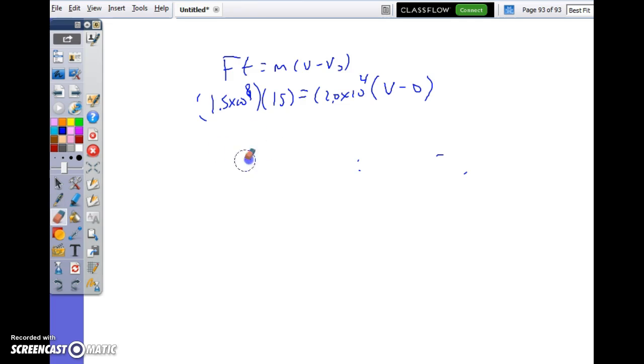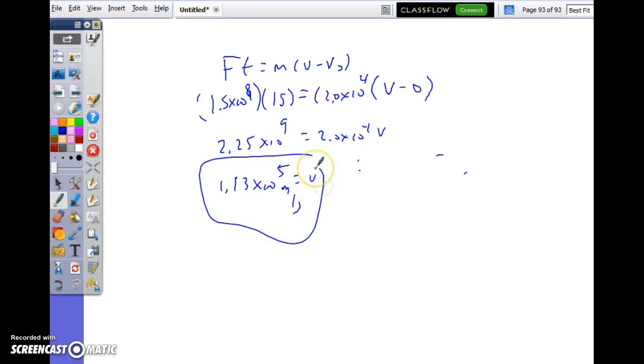It's 1.5 times 10 to the 8 times 15, which is 2.25 times 10 to the 9th. Then I've got 2.0 times 10 to the 4th times v. Divide that across, and I get 1.13 times 10 to the 5th meters per second, right? Good? Yes. There you go.